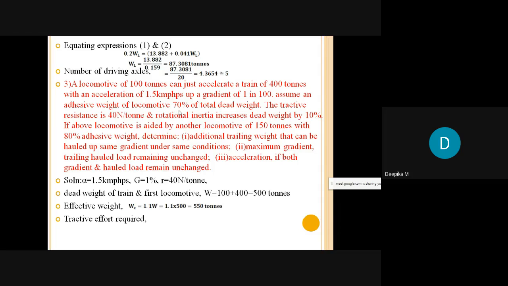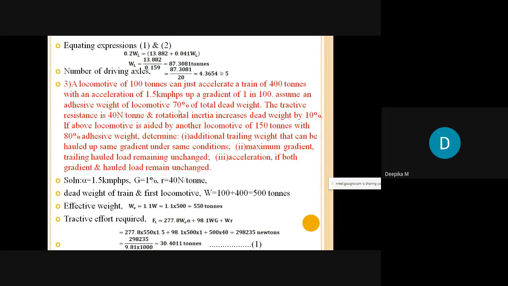The tractive effort required, again we are going to use the same formula, and let us substitute the values, which gives 298,235 Newton. Let us convert Newton into ton by dividing by 9.81 into 1000, which is 30.4011 ton. Let this be equation 1.